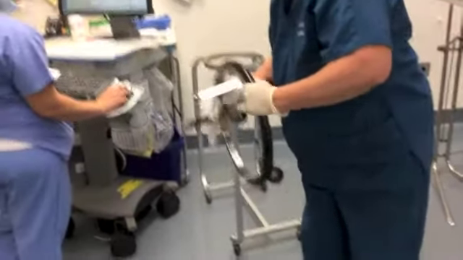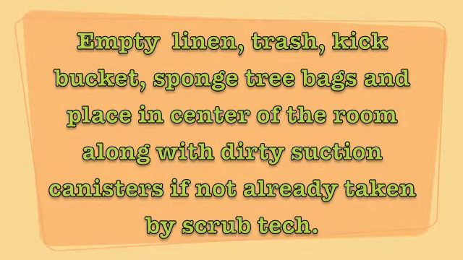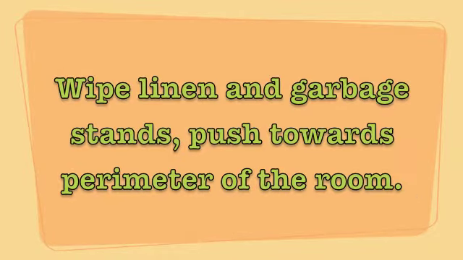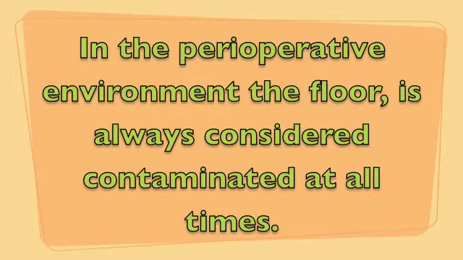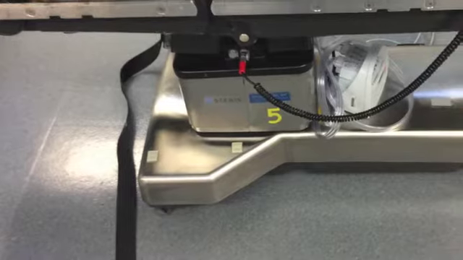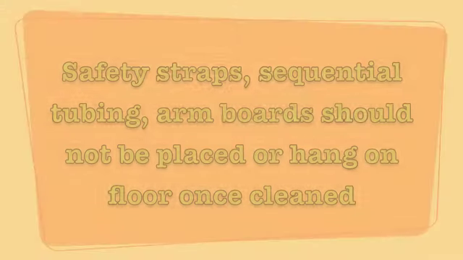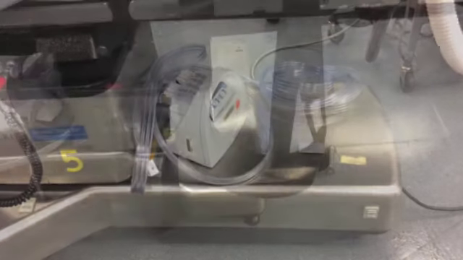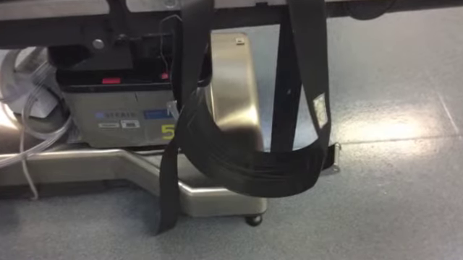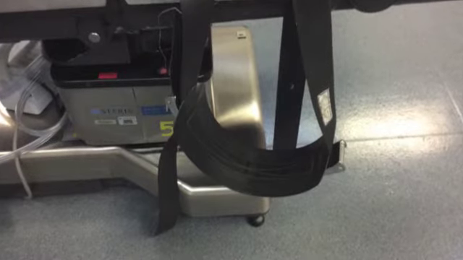Empty linen, trash, kick bucket, and sponge tree bags, and place them in the center of the room along with dirty suction canisters. All clean room equipment should be placed on a clean surface or returned to the proper storage area. Clean equipment is not to be placed on the floors. Floors in the perioperative practice setting should be considered contaminated at all times. Safety straps, sequential tubings, and arm boards should not be placed on the floor once cleaned. They may be placed on the pedestal of the cleaned bed, but please use caution. We have had multiple bed breaks due to equipment getting caught in the lowering or raising of the beds.